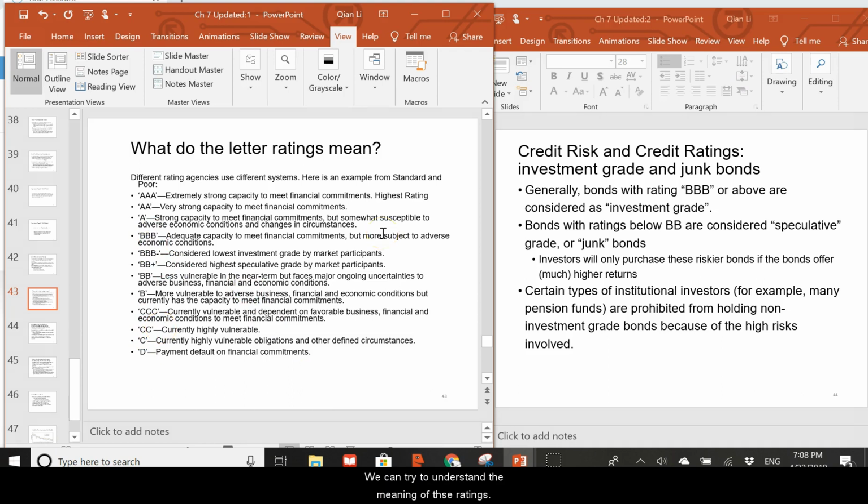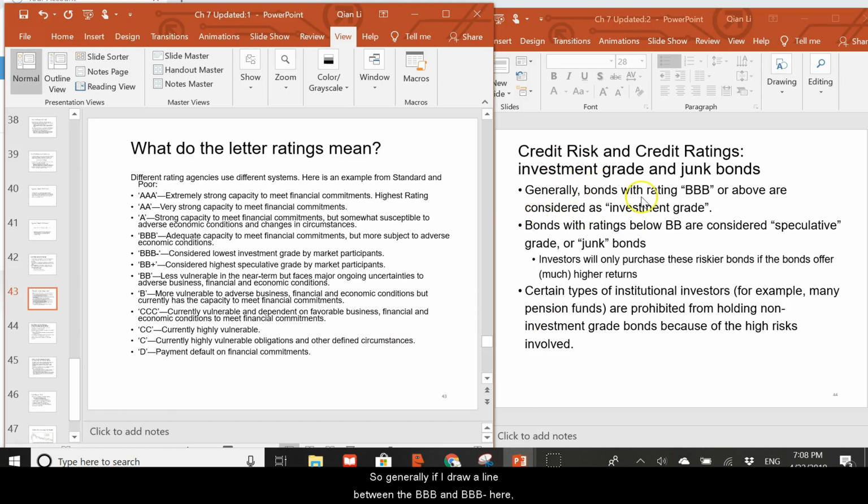We can try to understand the meaning of those ratings. For example, AAA issued by Standard & Poor's usually stands for the highest rating, and that is telling you that bonds with AAA ratings are generally considered to be very safe. Bonds with CC ratings are considered highly vulnerable. So it's very likely that those companies cannot make the interest or principal payments, and very likely they will go bankrupt.